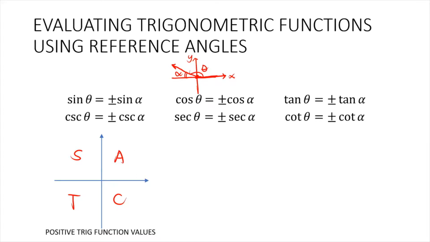If you're familiar with the mnemonic, add sugar to coffee, or all students take calculus, then this is what those mnemonics pertain to: the positive trigonometric function values for each of the quadrants in the Cartesian plane.